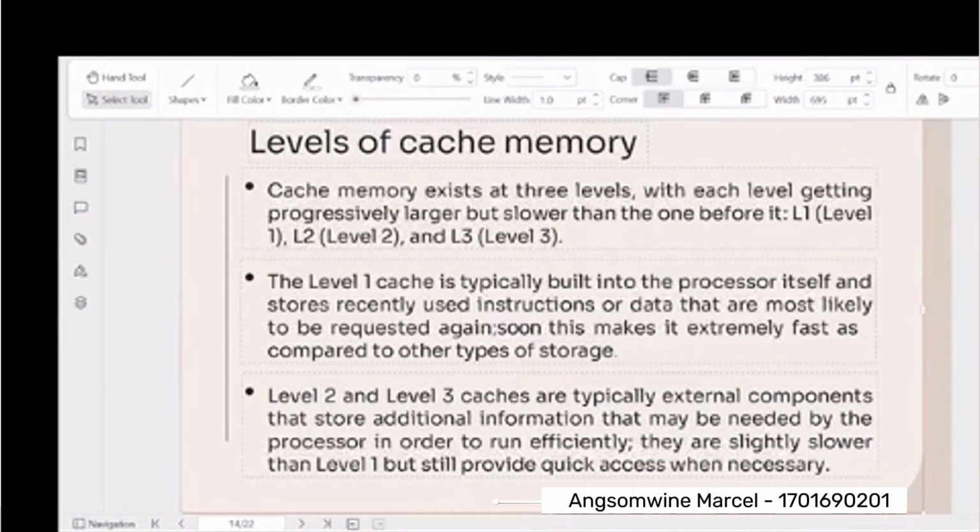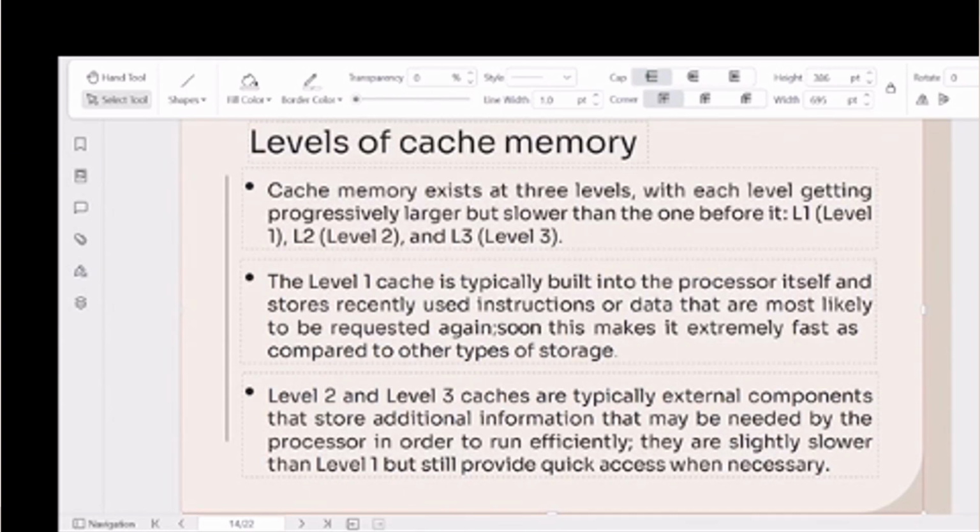Cache memory exists at 3 levels, with each level getting progressively larger but slower than the one before it. That's L1, L2, and L3. The L1 cache is typically placed into the processor itself and stores recently used instructions or data that are most likely to be required again. This makes it extremely fast as compared to other types of storage, but however, it is small.